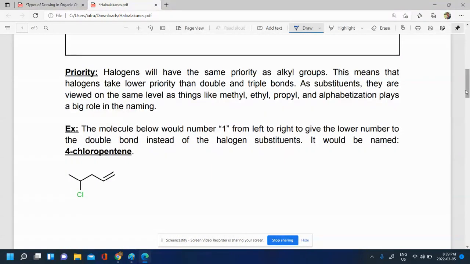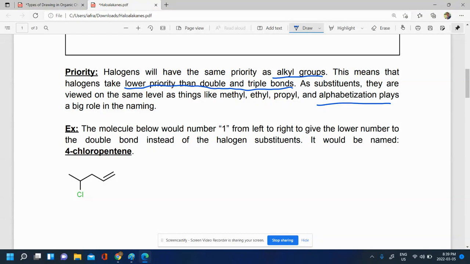When we are naming alkyl halides, the halogens will be the same priority as alkyl groups like methyl, ethyl, and so on and so forth. So in other words, they'll have lower priority than double bonds and triple bonds. So we just treat them like a regular alkyl group that you've seen so far, and just proceed with alphabetical order when you're deciding an order if you don't have any higher priority items.